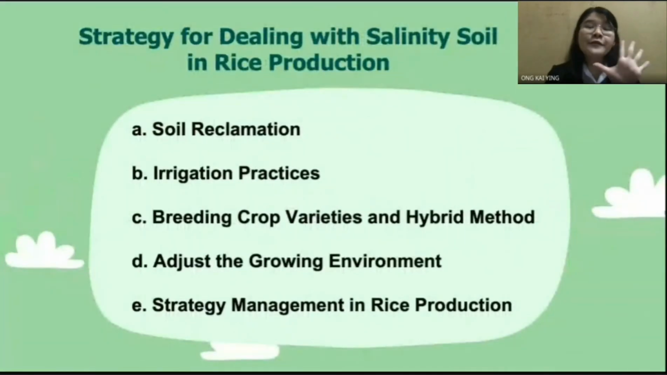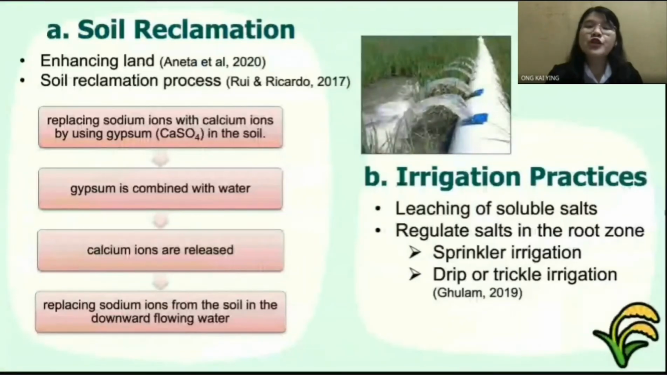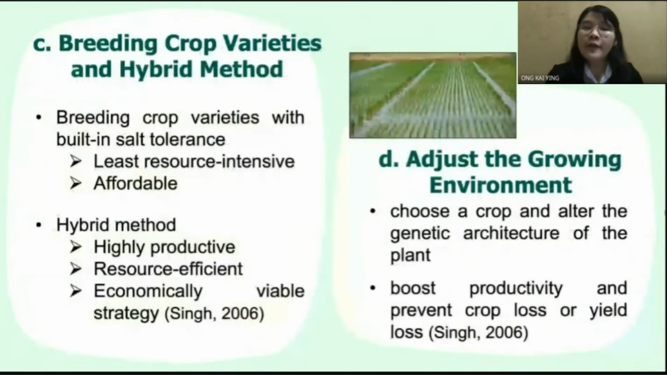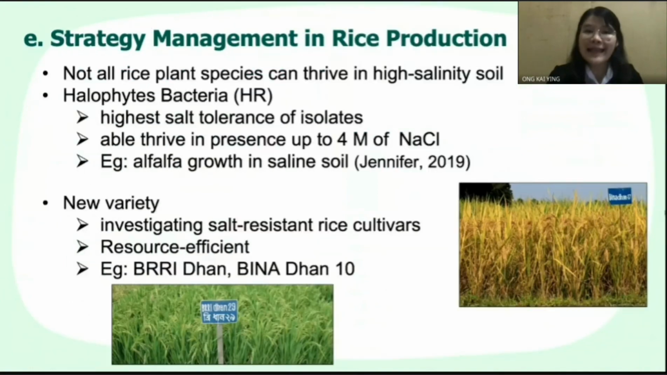So, there are 5 strategies for dealing with saline soil in rice production. First, soil reclamation is to enhance the land. Irrigation practices can leach the soluble salt. Breeding crop varieties and the hybrid method are affordable and highly productive. Adjust the growing environment to prevent crop loss or yield loss. And lastly, strategy management in rice production consists of Halophytes bacteria and breeding a new variety.